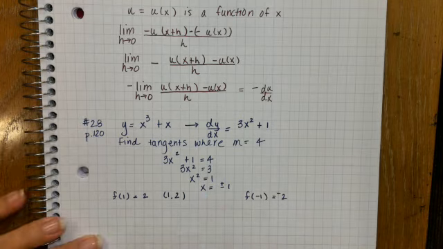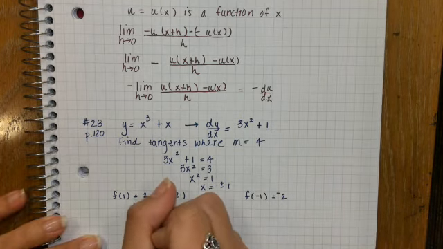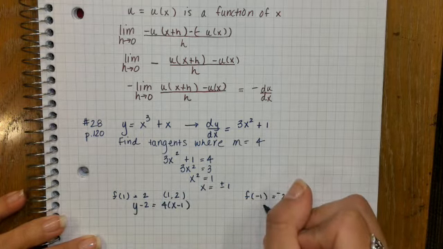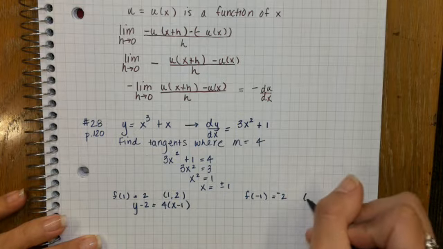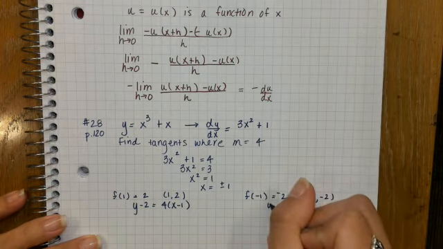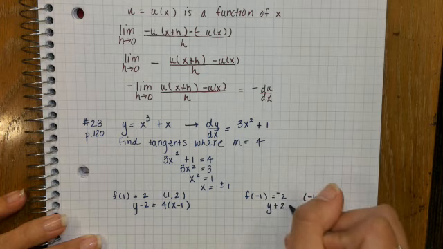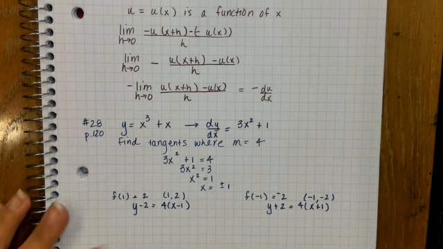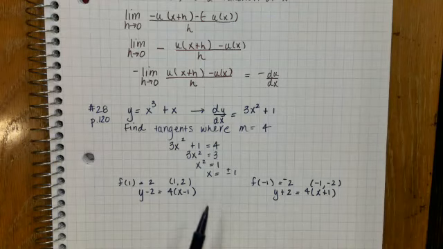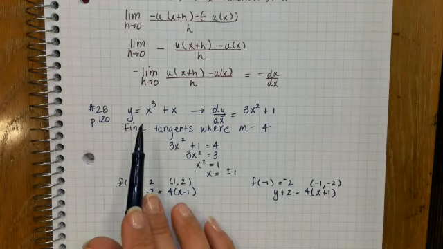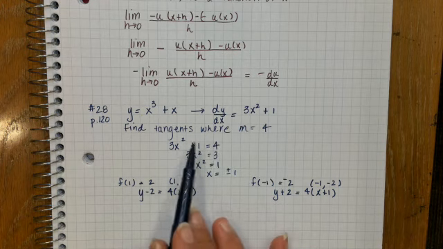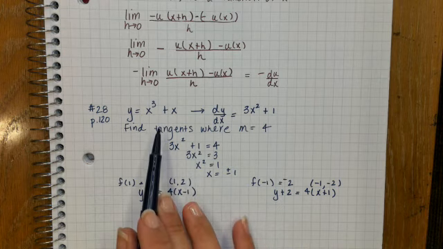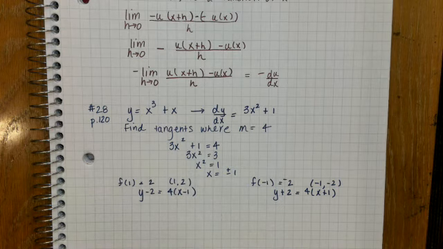All right, point slope form. Y minus 2 equals 4, x minus 1. Y plus 2 equals 4, x plus 1. It occurs when x are these two values. To figure out the y value, I plugged in. So I use the derivative to take care of the slope, and then I use the function to get the actual value when x was 1. There you go.